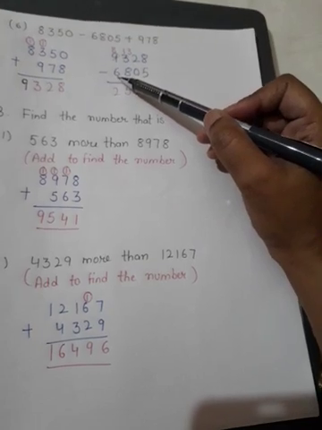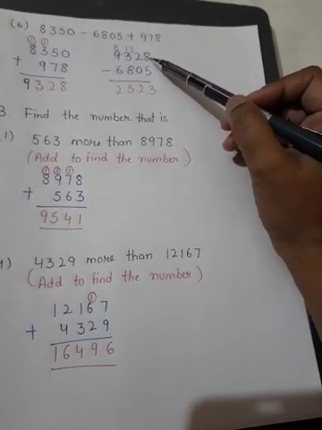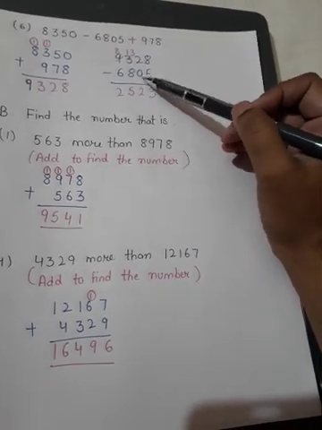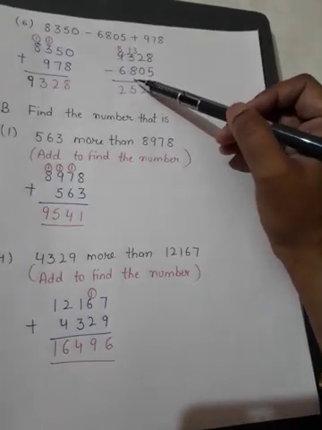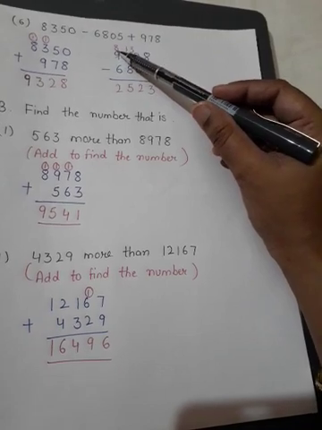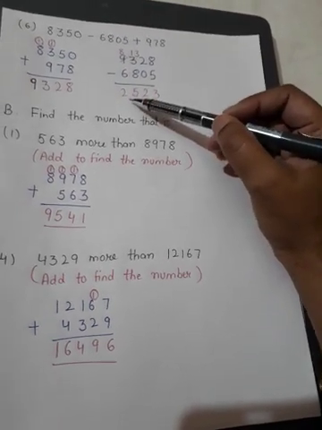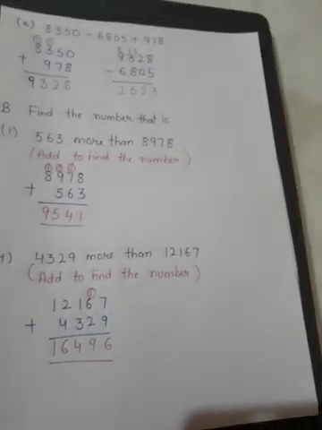9328 minus 6805. 8 minus 5 is 3, 2 minus 0 is 2. So 3 cannot subtract 8, so 3 will take a borrow. So 13 minus 8 is 5. Here 8 is left, 8 minus 6 is 2. So the answer is 2523.